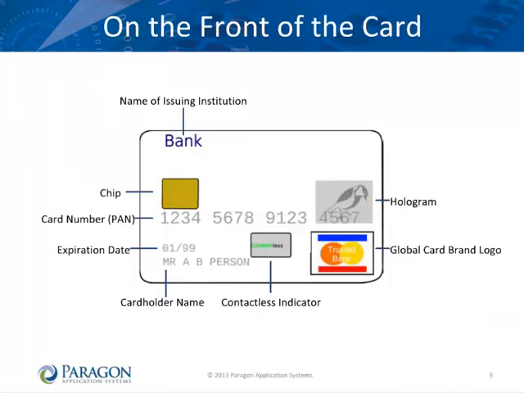Here are some of the items that are commonly found on the front of a payment card. We will cover many of these in upcoming slides. Not all cards will have all of the items listed here. For example, your card may not have a chip. Your card may not support contactless functionality, and some of these items might be found in slightly different places on the front of the card than we show here. You will typically see the issuing institution's name and their company logo on the front of the card.